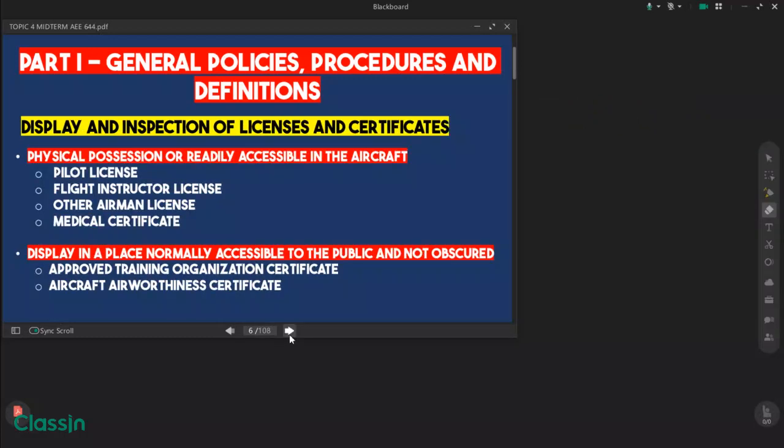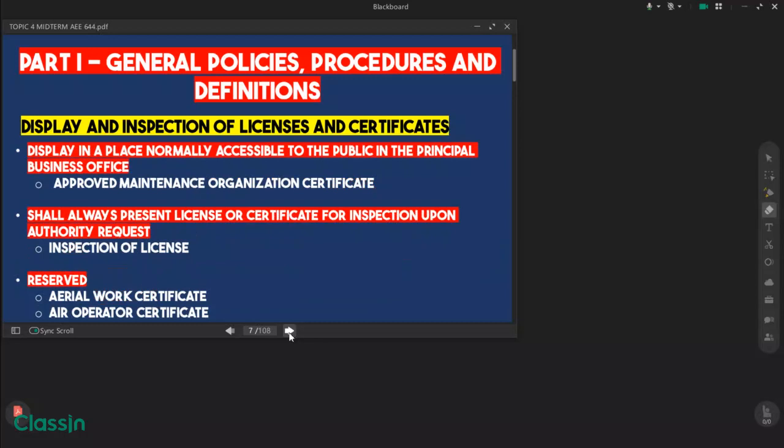Then display and inspection of licenses and certificates. These are the documents and licenses that must be visible at the place itself or in the airplane itself. Always remember, inside the airplane there must be, number 1, the pilot license. Next, the flight instructor license, other airman licenses, and lastly, the medical certificate. That's the only important part here, so I will skip the unimportant ones.